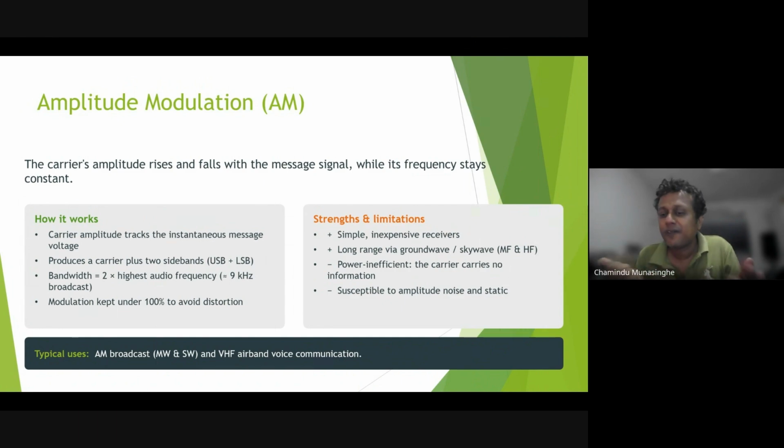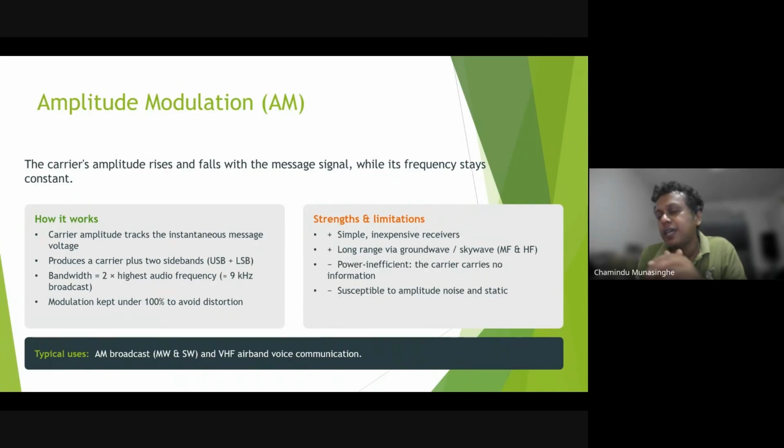In those days. Now unfortunately now you can't do that. So the receivers are very simple, right? Because of that, amplitude modulation is used in broadcast. In broadcast stations we use amplitude modulation because the receiver side is simple.